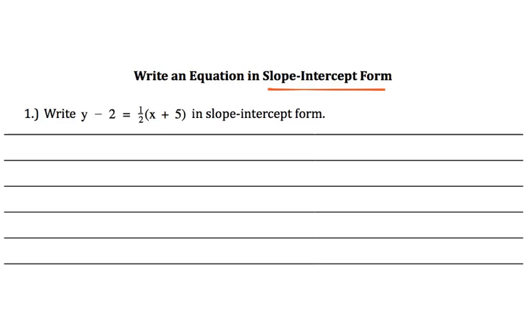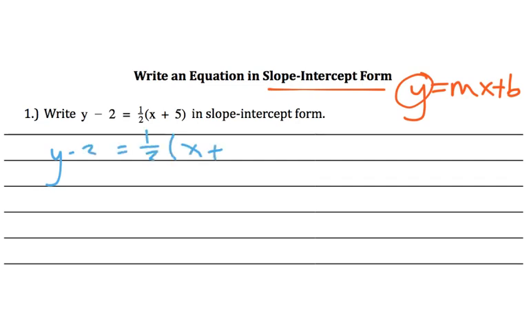Write an equation in slope-intercept form, which means you'll be given an equation, and your target is going to be some number times x plus b. But really just y has to be by itself, and things over here would be simplified. So rewriting this as though it were a bookwork problem, y minus 2 is 1/2 times the quantity x plus 5.